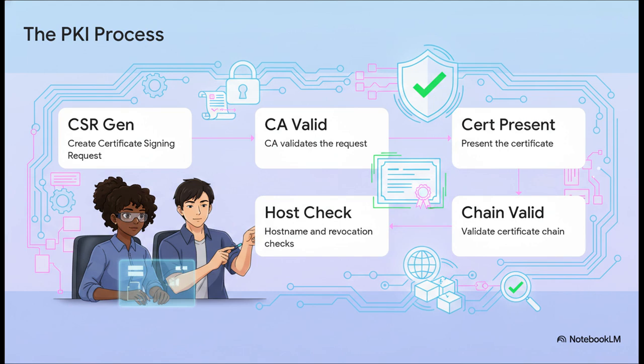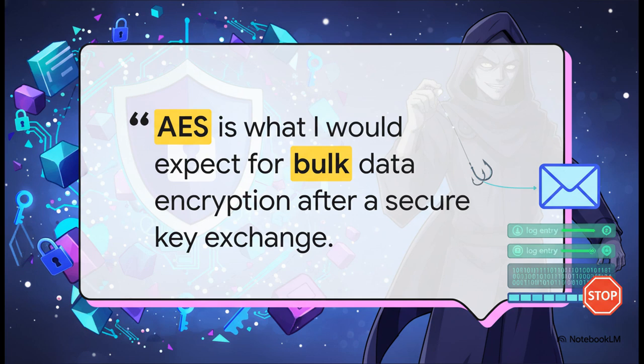Instead, walk through the entire sequence step by step in your head. Start with CSR generation, then CA validation, moving over to certificate presentation, chain validation, and finally the host name and revocation check. If you can walk through that sequence like a story, you can troubleshoot it live on exam day. You should really build a narrative for every single tool and protocol. For cryptography, move past simple little facts like AES is a symmetric algorithm. Instead, attach a full practical sentence to it. Something like, AES is what I would expect for bulk data encryption after a secure key exchange.